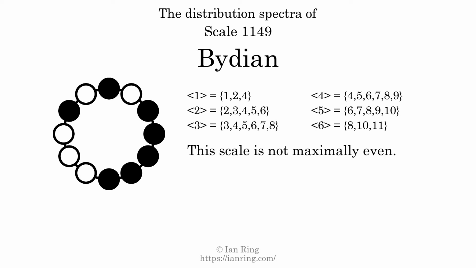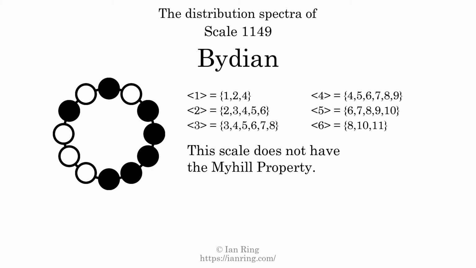The highest spectrum width is 5. Since this is greater than 1, we know that this scale is not maximally even. If every spectrum has exactly 2 specific intervals, we call that the Myhill property. This scale does not have the Myhill property. Since the generic interval ranges overlap, this scale is an improper scale.